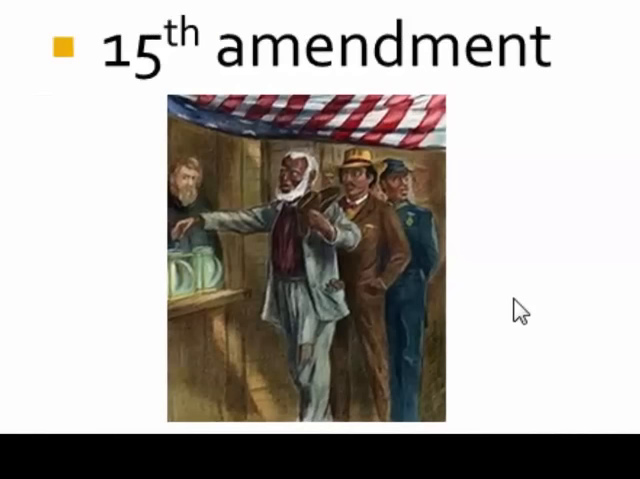15th Amendment. 15th Amendment was passed in 1870, and that was the one that also made sure that everybody could vote. You can't discriminate against people for voting based on race, gender, or age.